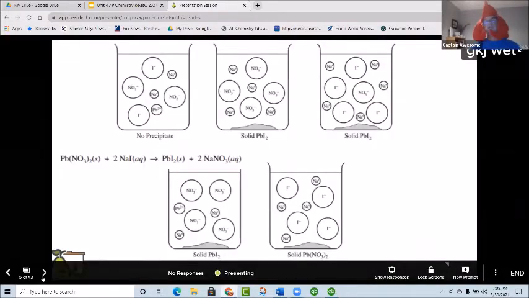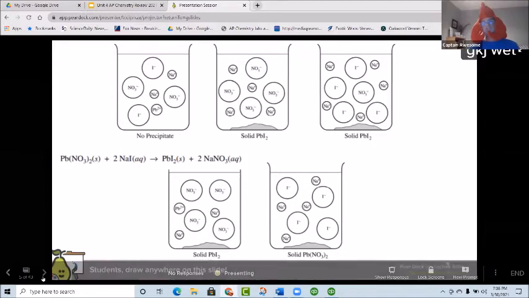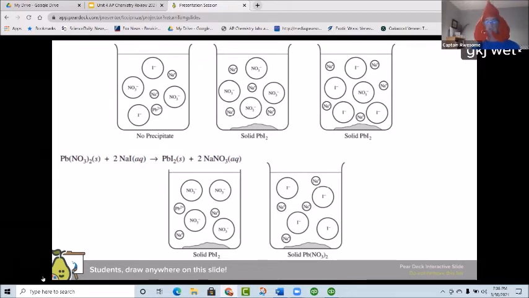All right, so here's another type of question that you might see. This is a particulate drawing question. This one you get to draw on. So I gave you a chemical equation, and what I want you to do is circle the one that you think is the correct representation for this particular equation.